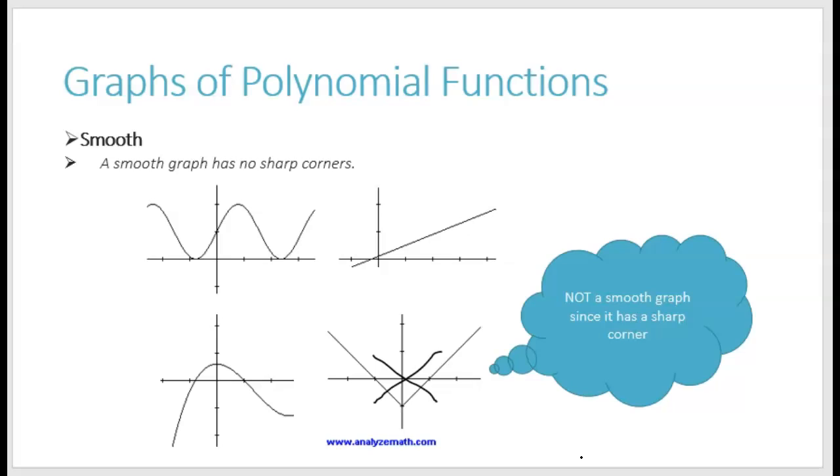Here's one thing I want you to take away from this: whenever the time comes and you start drawing the graphs of these polynomial functions, your drawings should all be continuous and they should be smooth. You should not have sharp corners on your graph when you draw them, okay?